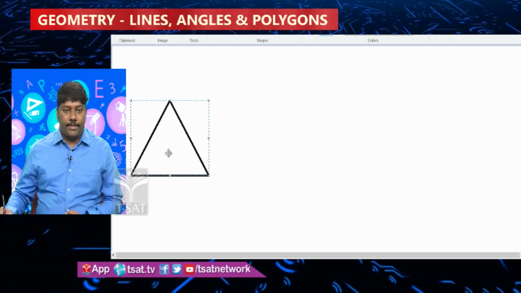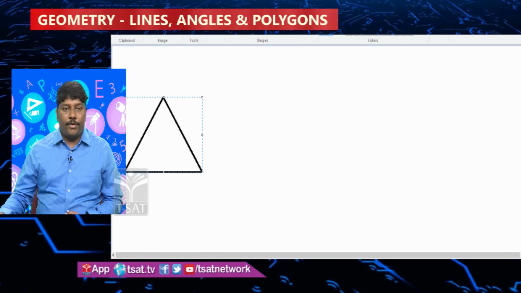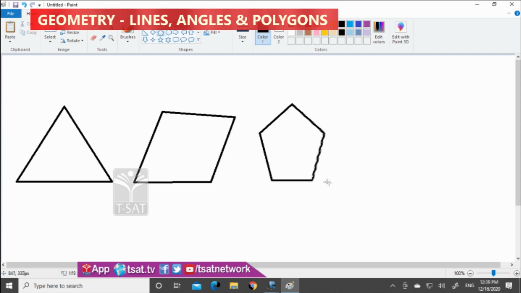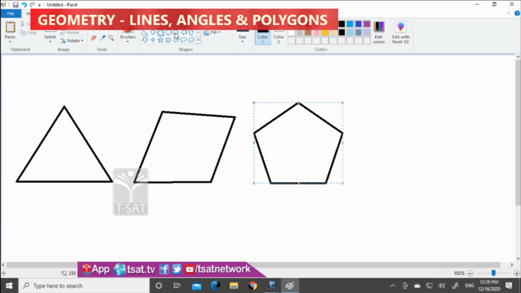polygons. So first we start with three-sided polygon, that is triangle. So let's take a triangle. This is polygon with three sides. Then we'll go for a quadrilateral, that is a four-sided polygon. Then a pentagon. Then after a hexagon.